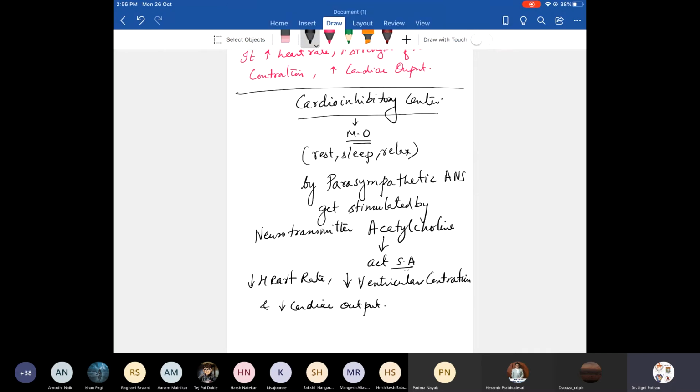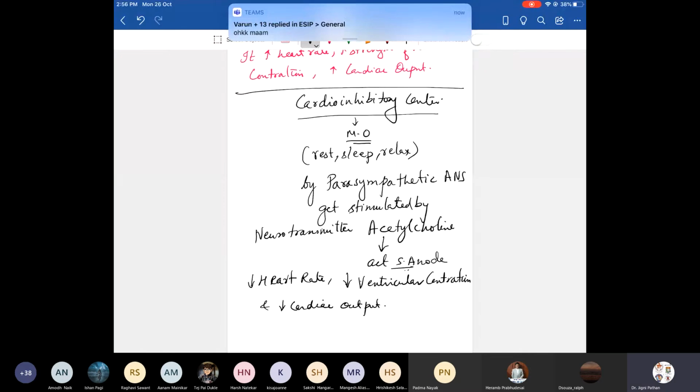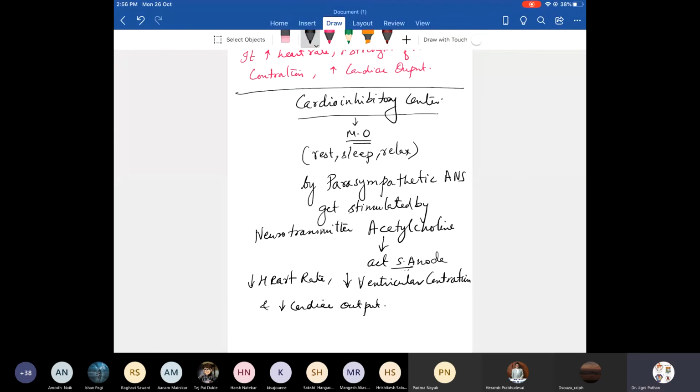What is that after ACT? Act SA node. SA means what? SA node, sinoatrial node. Acetylcholine will act on SA node. Ma'am, what is MO? Medulla oblongata, Yash. MO is medulla oblongata. I said both the centers are present in medulla oblongata. One is inhibitory, one is excitatory.